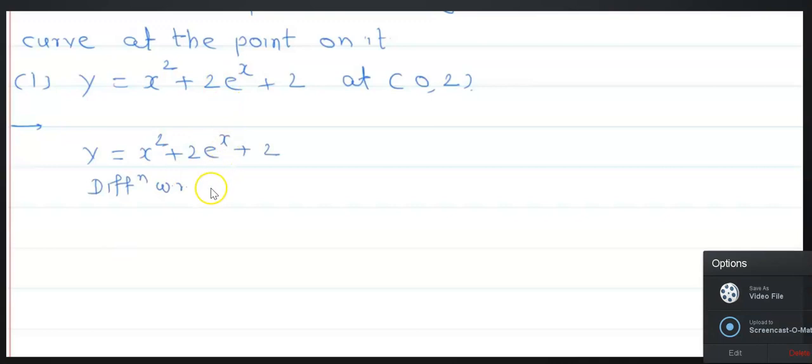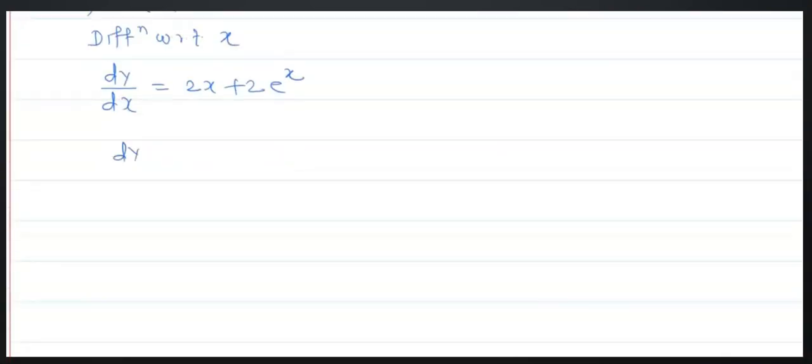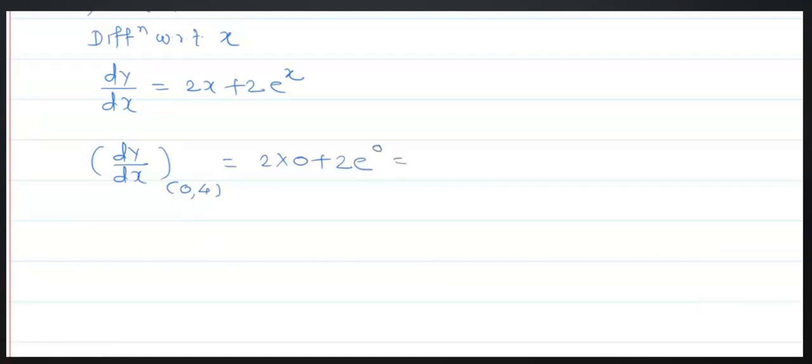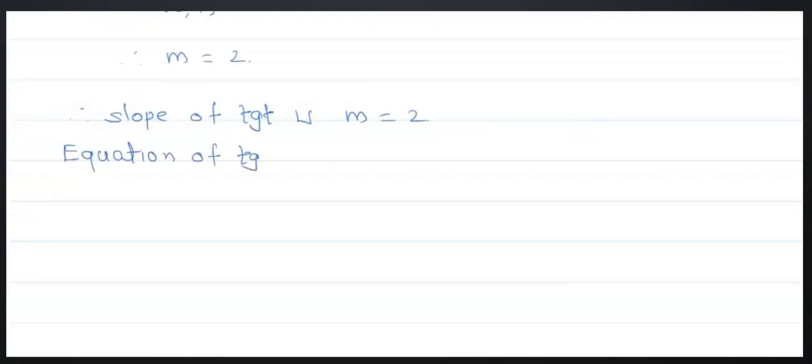Now differentiate this first equation with respect to x. dy by dx is equals to derivative of x square is 2x, derivative of e raised to x is e raised to x, and derivative of 2 is 0. Therefore, differentiate this with respect to x: 2x plus 2 e raised to x. dy by dx at the point 0, 4. Put x is equals to 0, that is 2 into 0 plus 2 into e raised to 0, and e raised to 0 is 1. That's why you will get the value of m is equals to 2. Therefore, the slope of the tangent is m is equals to 2.